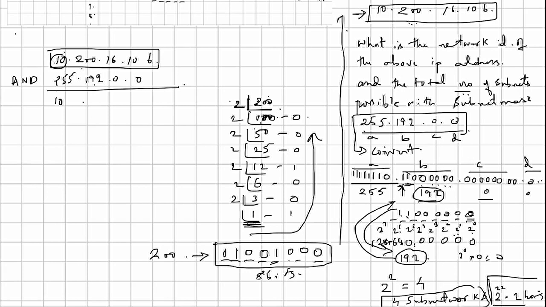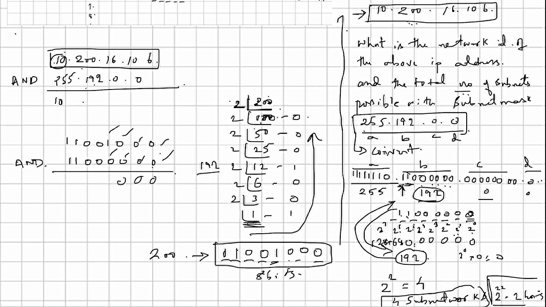So let us perform an AND operation here. Doing an AND operation with 200, that is 1 1 0 0 1 0 0 0, and 192, that is 1 1 0 0 0 0 0 0. So doing an AND operation here: 0 and 0 is 0. Again 0 and 0 is 0. 0 and 0 is 0. 1 and 0 is 0.